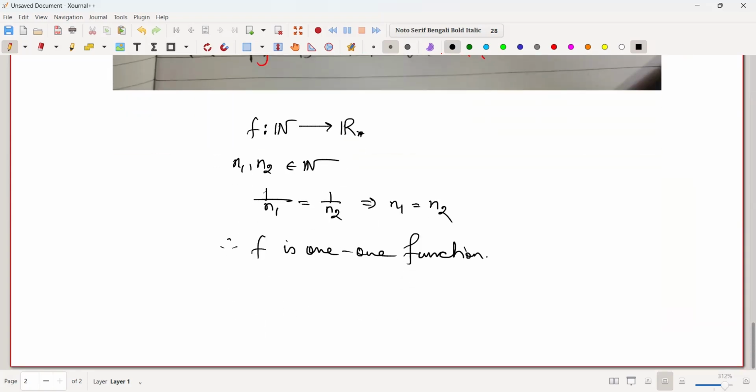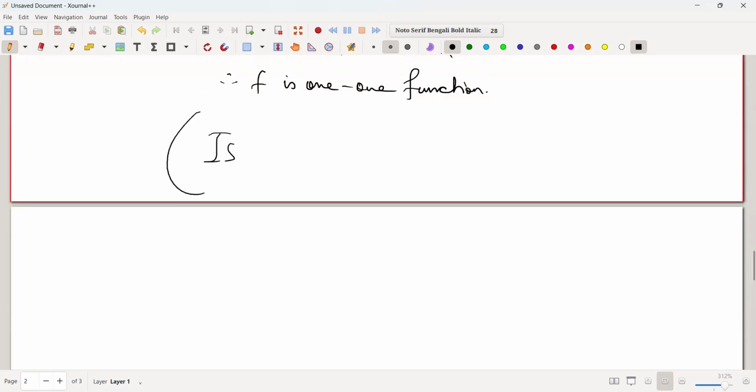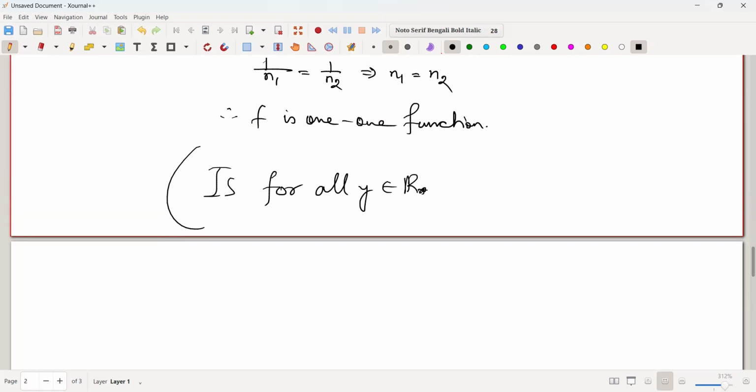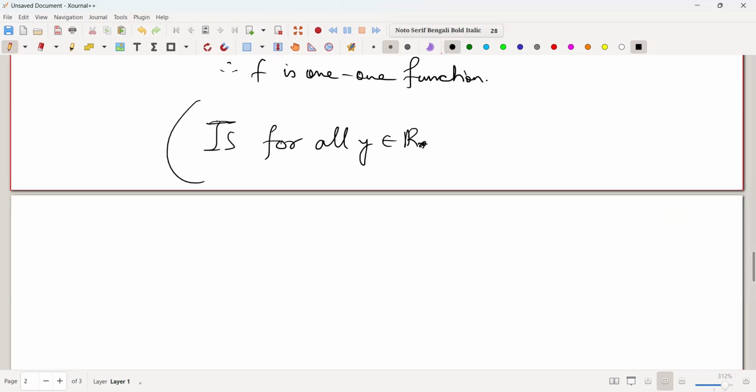But is it true for all y belonging to R star, because R star is the domain. You can see here R star is the domain. So the question is, for all y in R star, does there exist x such that f(x) equals y? The answer is no. That is why it is not onto. So you have to give such an example.